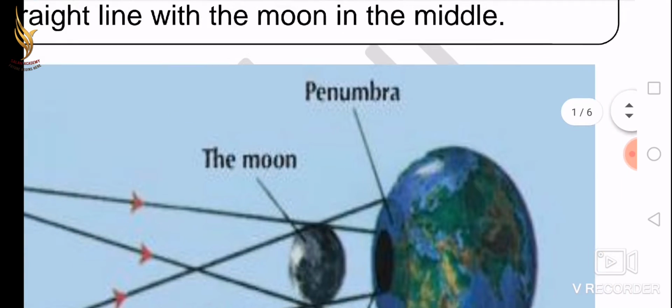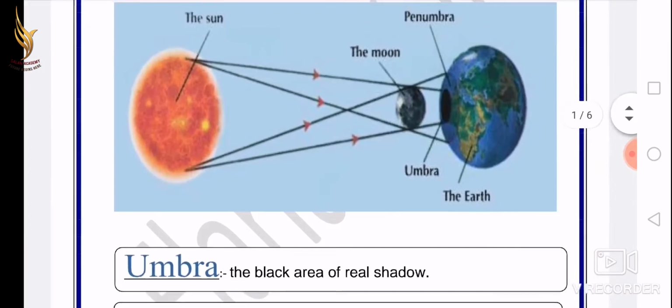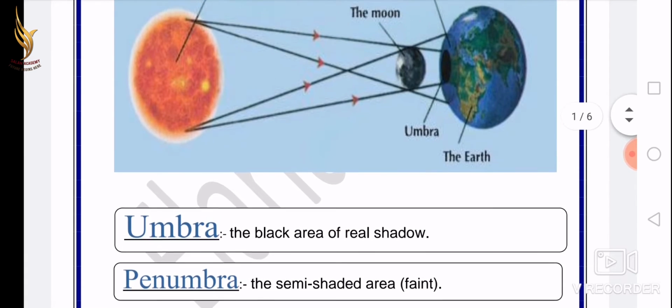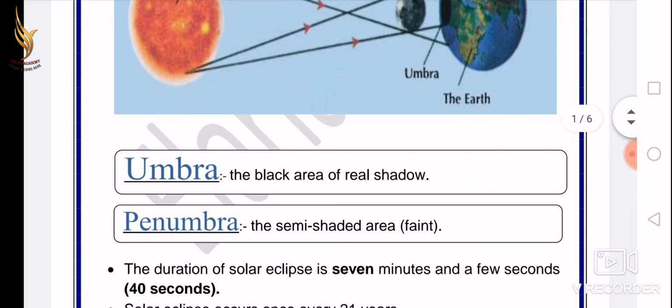Umbra and penumbra. So umbra means the black area of the real shadow. It is a black or dark area of real shadow. While penumbra means a semi-shaded area. It is a semi-shaded area. So do you know what is meant by umbra and penumbra?